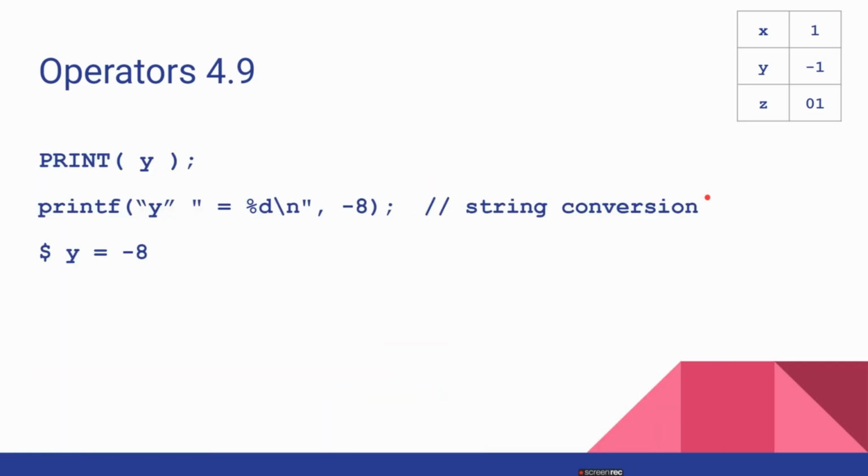Once again, passing in the value of y into the print macro and converting that y into a string and printing out the respective value of y in decimal format, we can see again that y is equal to -8 as we saw from running our code.